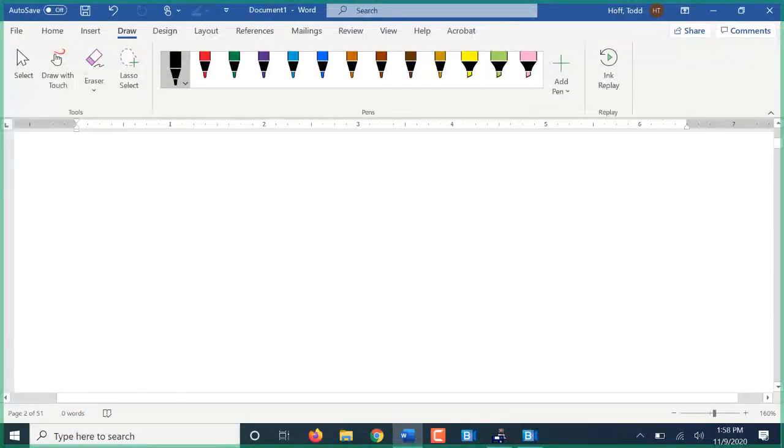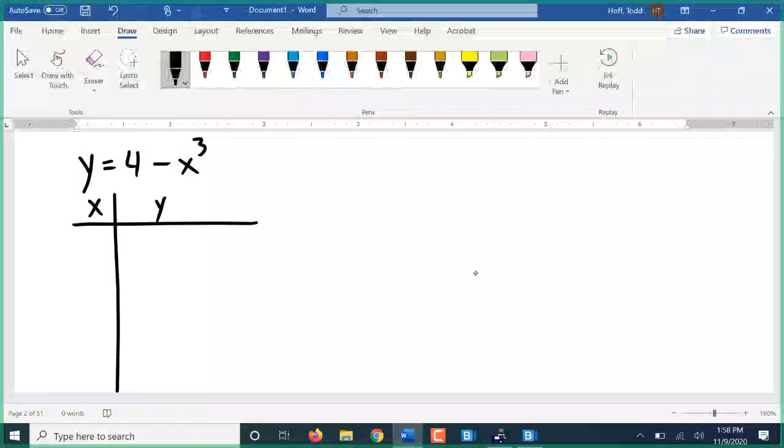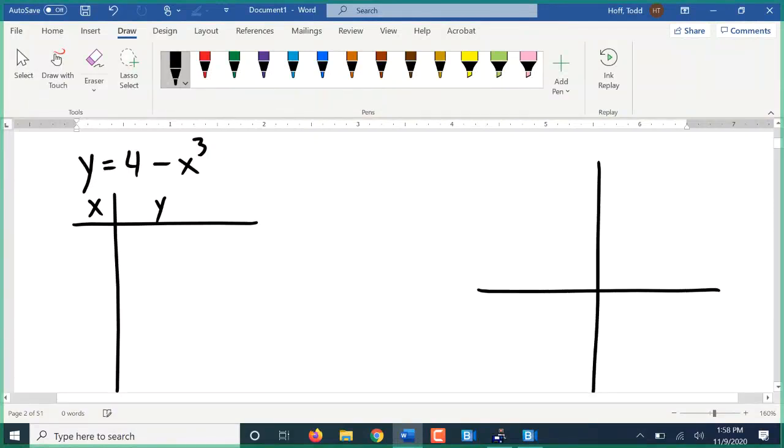Now, I mentioned we have to be a little careful about the lines. I might have something like this. Y equals 4 minus x to the third power. So once again, I'm going to pick values for x and figure out what y has to be from them. And let's just stick with the -2, 0, and 2 again for x.